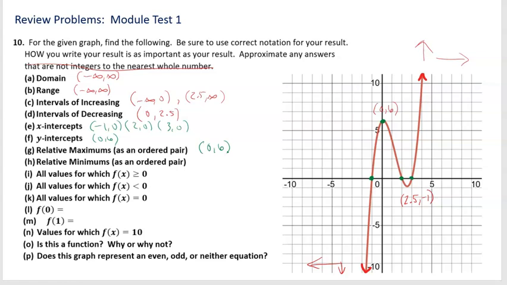Relative minimum. That's going to be your valley. But now if you have a low point, you have to be able to hike back up the other side. So our valley is that guy we approximated at 2.5, negative 1.